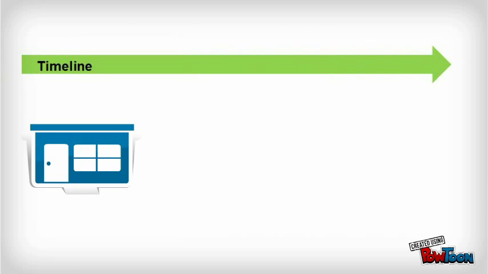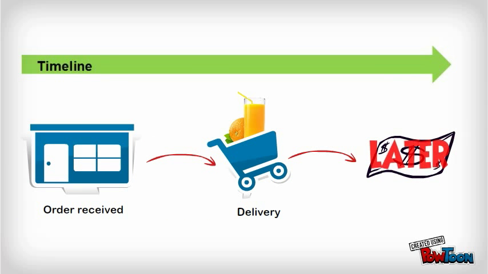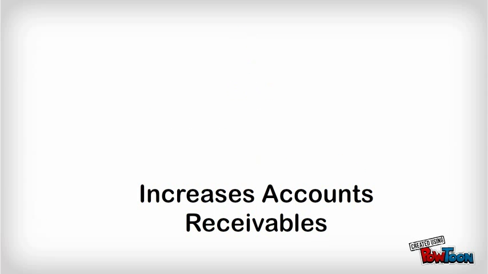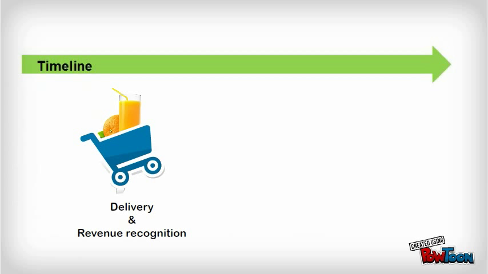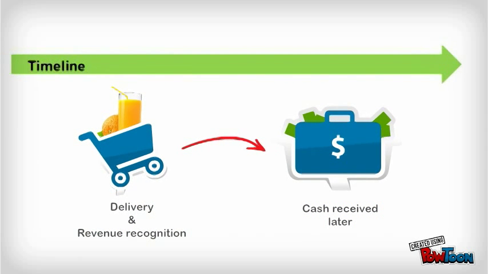Imagine you own a company that produces juices. One of your customers places an order. You deliver the juices to the customer and allow him to pay later. The company recognizes the revenue and increases the account receivables at the delivery date since there is no actual inflow of cash for this transaction. This is an example of accruals.